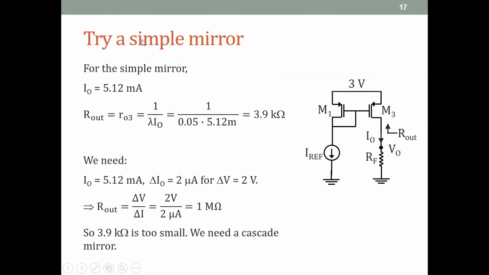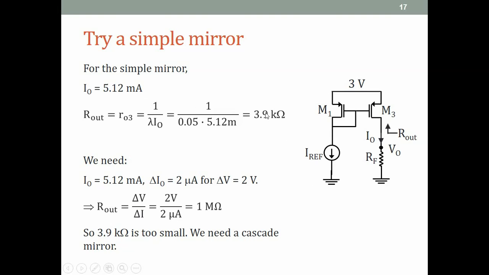Alright, so let us start with a simple mirror. Just put M1 and M3 and have an IREF here. The specification is that I0 must be 5.12 milliamperes. Our primary concern is how much IO varies as VO varies, which relates to the R-out of the current mirror circuit.